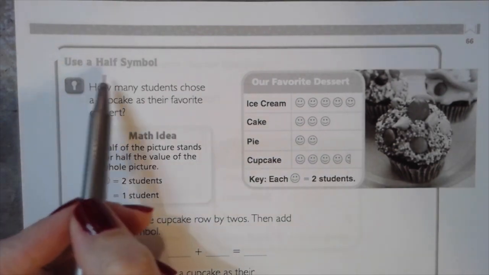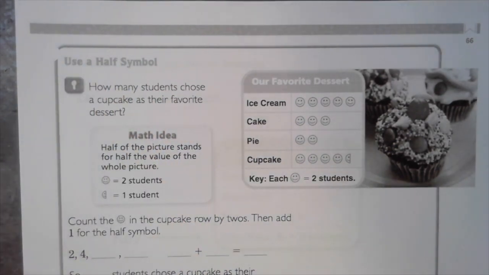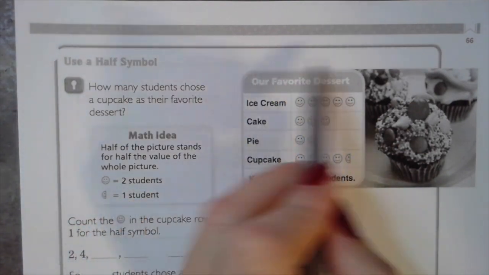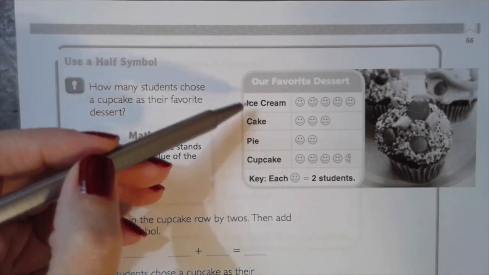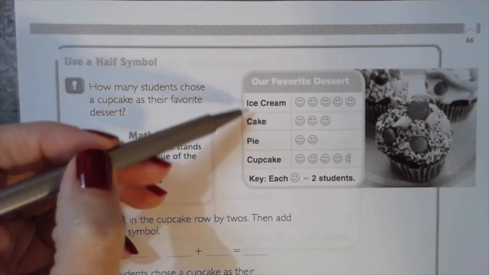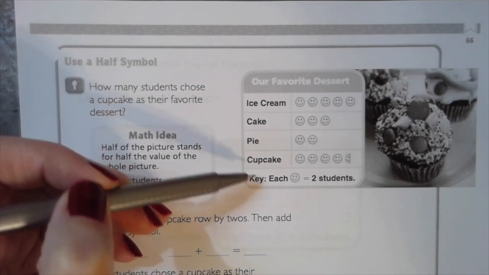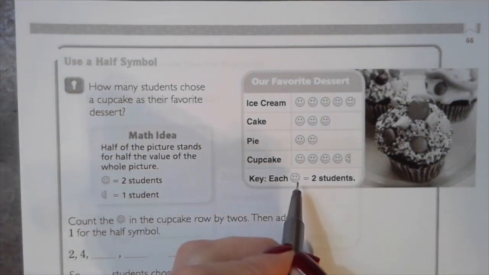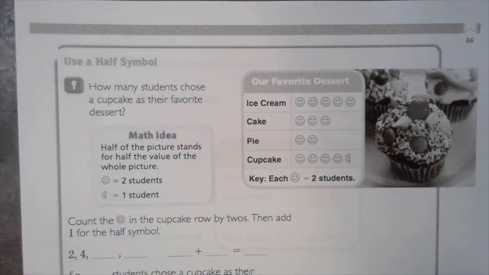Okay, so this section says use a half symbol, which we talked about in our example. So let's look at the important parts. We have our title, which says our favorite dessert. The labels, or the choices, were ice cream, cake, pie, and cupcake. And then the key tells us that each smiley stands for 2. So every time we see a smiley, we're going to count by 2s.